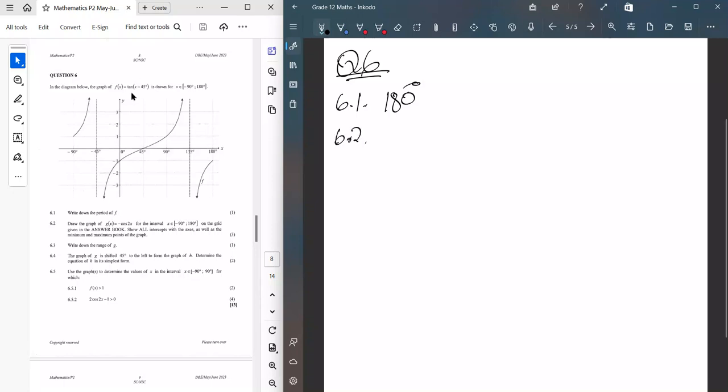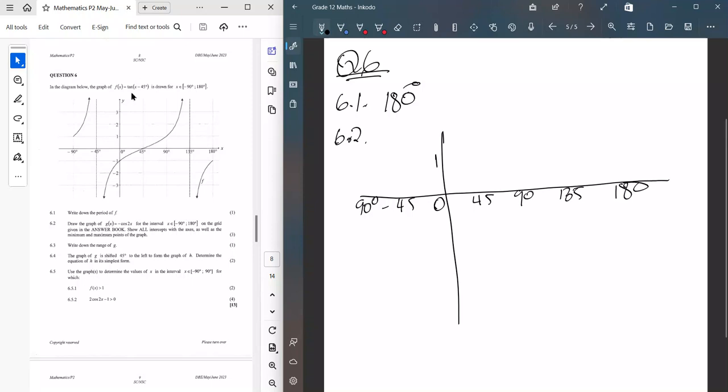6.2. Let's see. So this one, we must be done at 41. Okay, so draw the graphs of this expression for the interval. Not going to be that fancy. It's cos 2x. Okay, I understand. I'm going to start at negative 90, negative 45, 0, 45, 90, 135, and then 180. This is 1, this is 2, this is 1, this is 2.